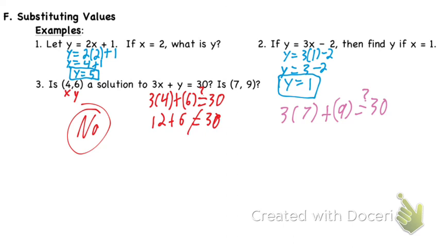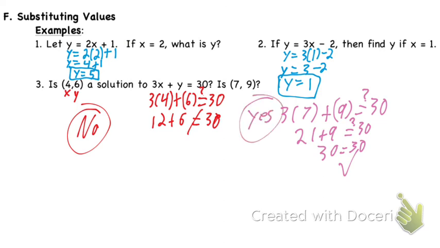Okay. 3 times 7 is 21. Does 21 plus 9 equal 30? Yeah, so 30 is 30. So is 7 comma 9 a solution? Yes. Okay. Questions on this?